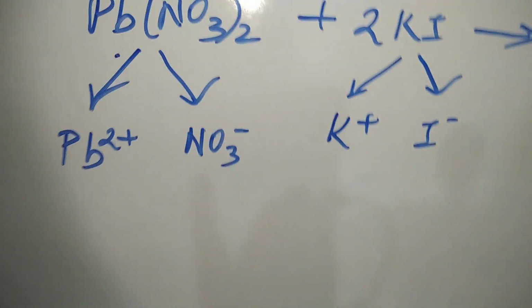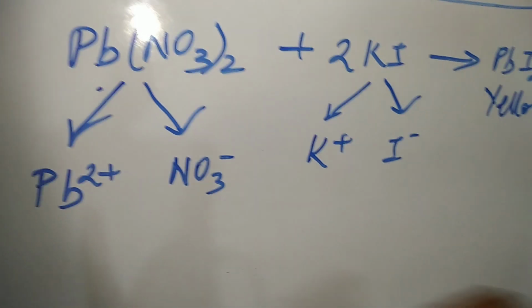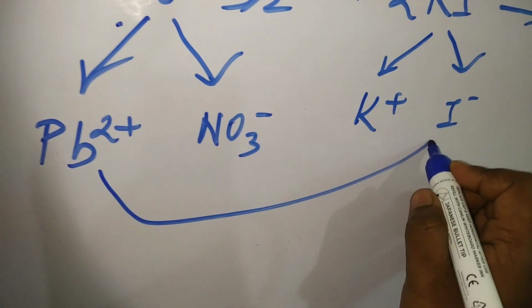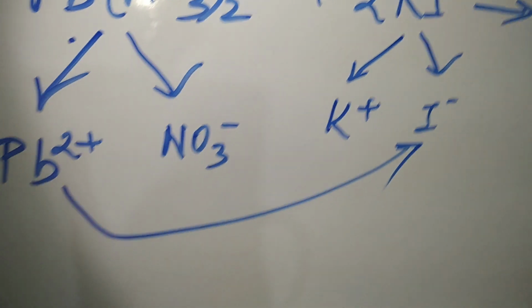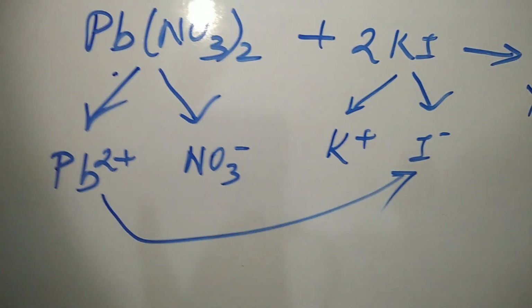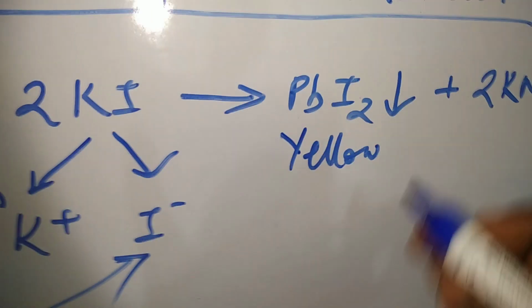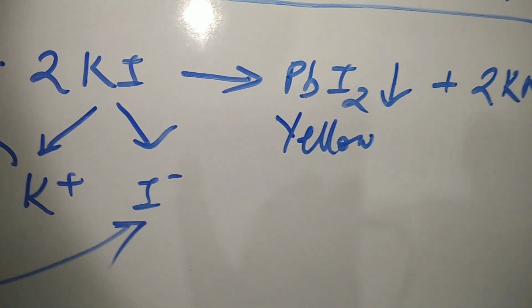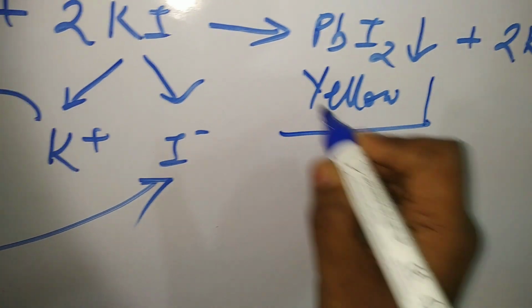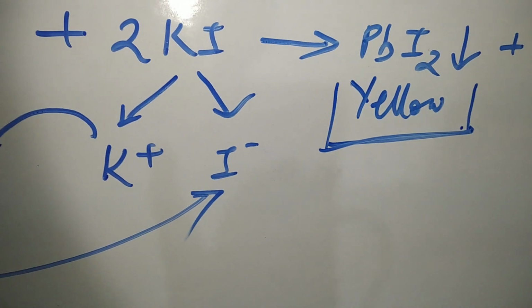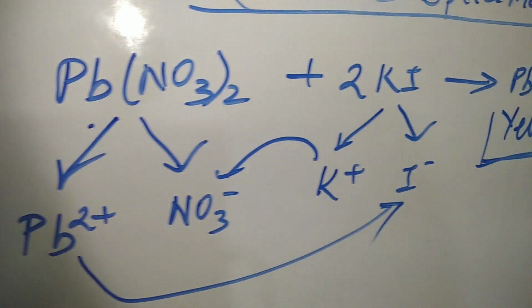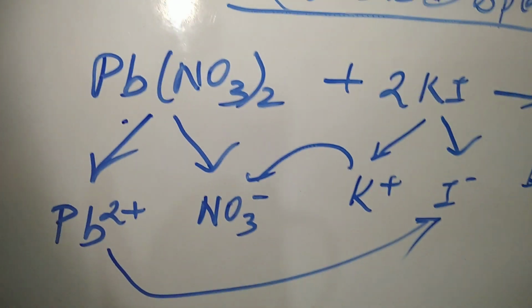See what happens when they react with each other. This Pb2+ takes 2 I-, and this K+ takes NO3- and forms new products, that is PbI2 and KNO3. When PbI2 forms, the color of the precipitate is yellow. Okay students, now understand how the exchange of ions takes place.